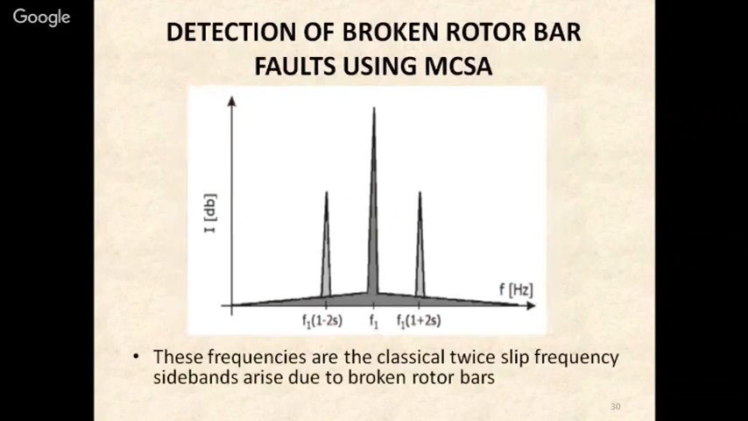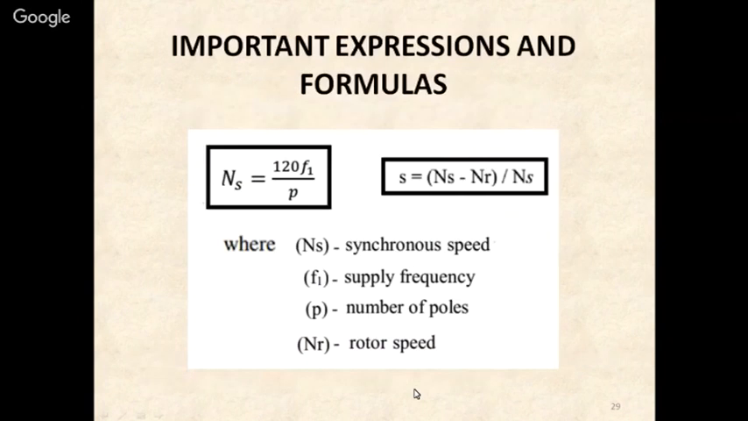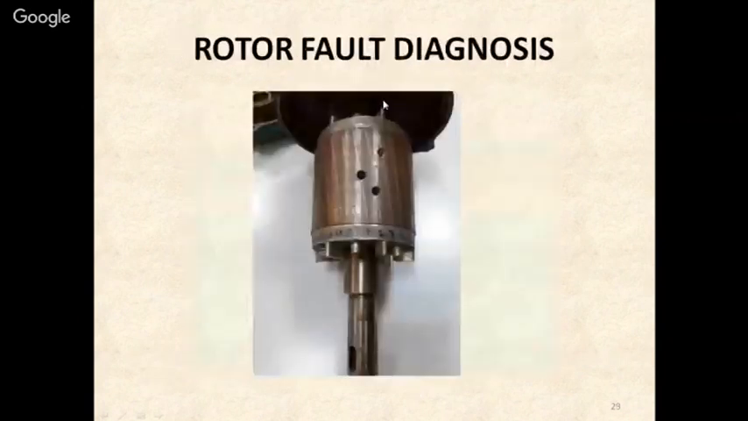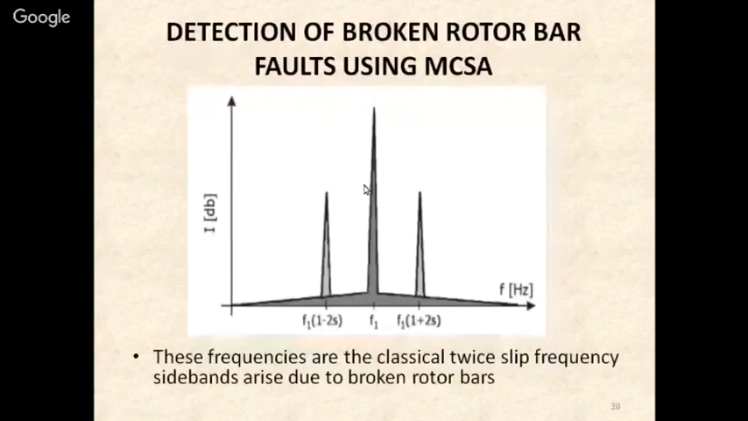Whenever we do FFT of the motor's current, we will have some peaks like this. For a healthy motor, we will have only a fundamental F1 peak here, but in case of broken rotor bar fault, we will have 2 extra peaks. These are called twice slip frequency sidebands, and these are caused by broken rotor bar faults. So whenever there is a fault in the rotor of the motor, there will be some extra peaks in the spectrum of motor current.